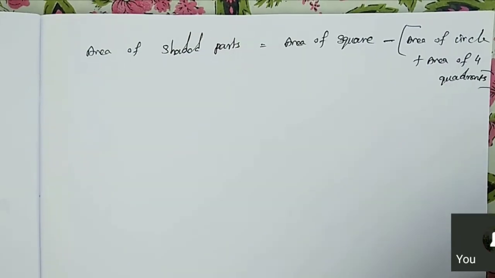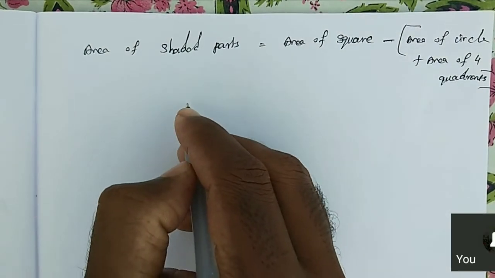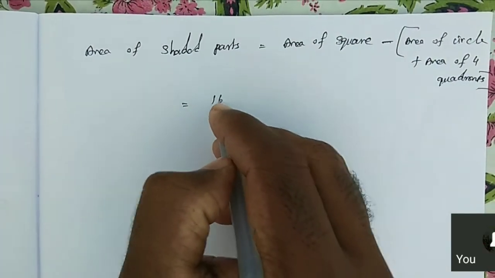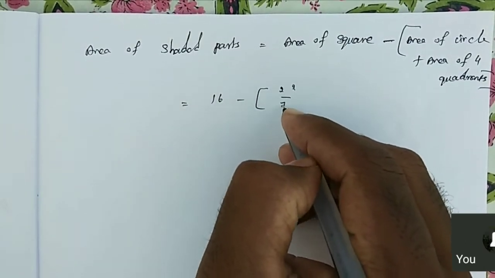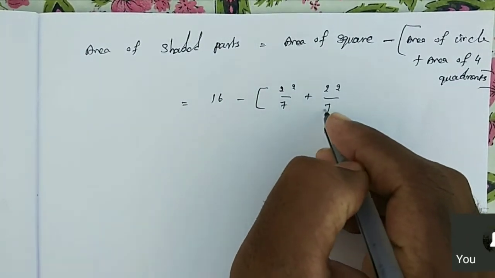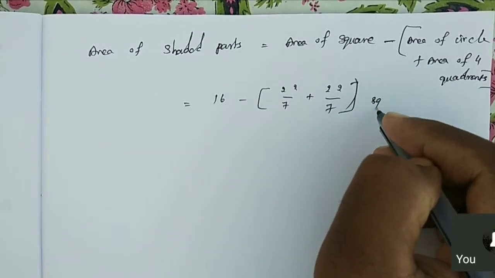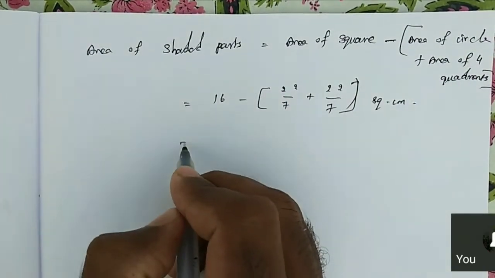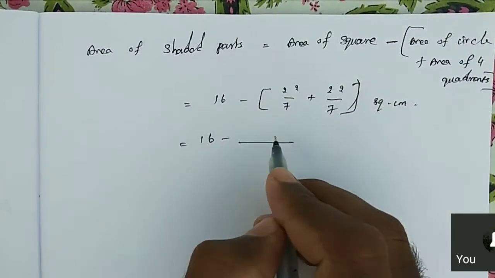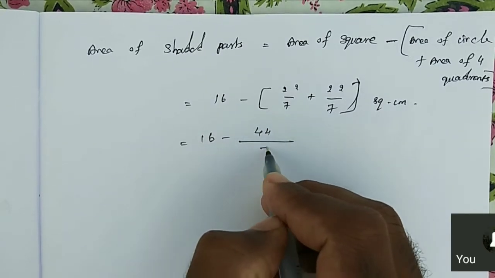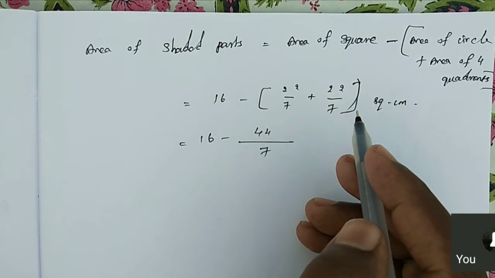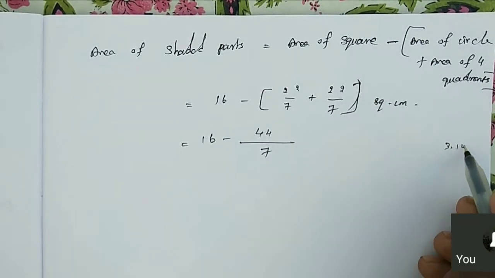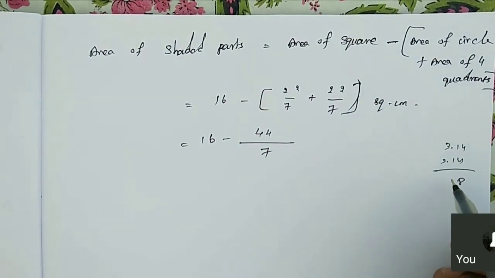Is it clear? So the area of the shaded part is equal to the area of the square, 16, minus the area of the circle, which is 22 by 7 plus 22 by 7, and the 4 quadrants also 22 by 7 square centimeter. So 16 minus, take the LCM, that is 44 by 7, right? Clear? Otherwise you can use 3.14, that is 2 times 3.14, 6.28.